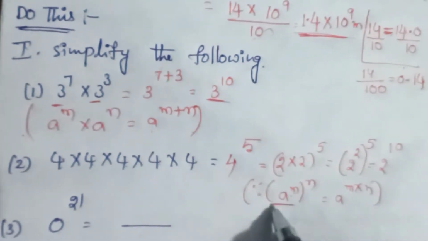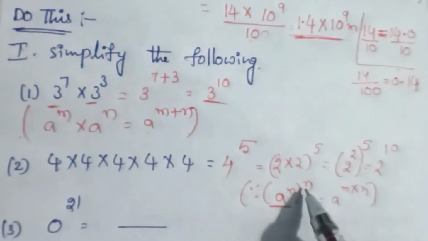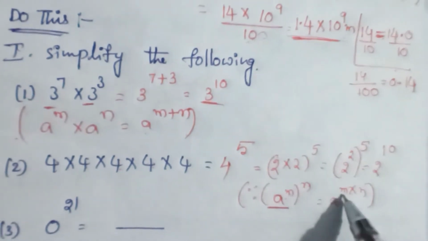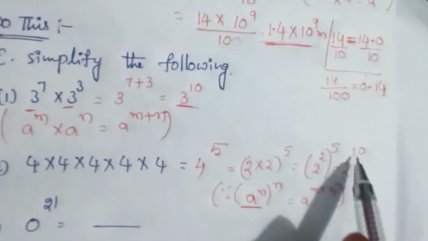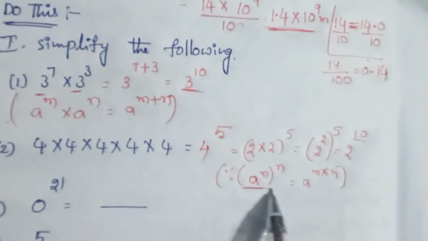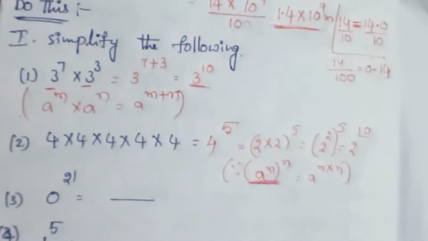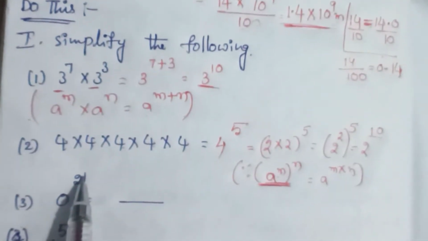Here we have only one base, power to power, so we multiply these two, m into n, you get 2 power 10. For this type of problems we use this formula. Here the base is same. Okay, another problem, 0 power 21.